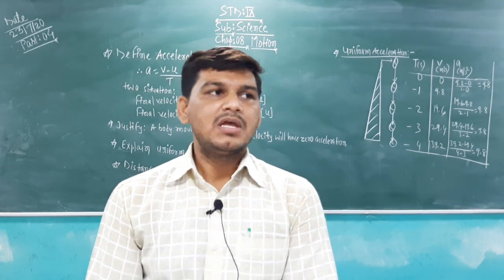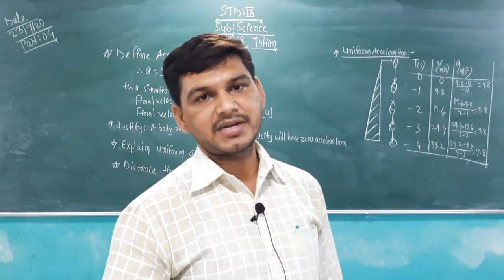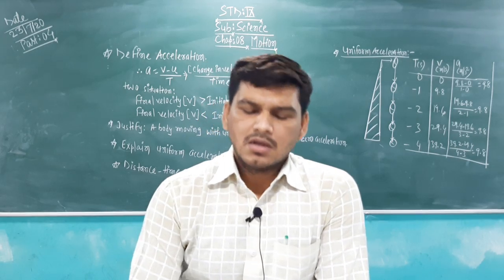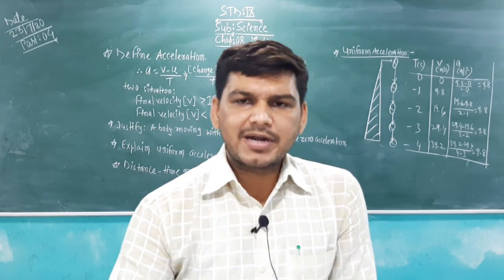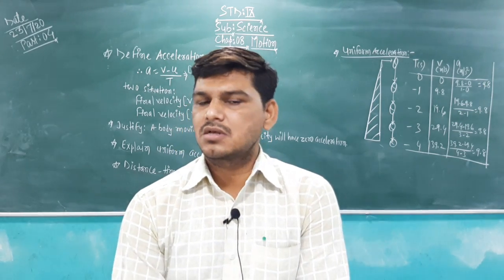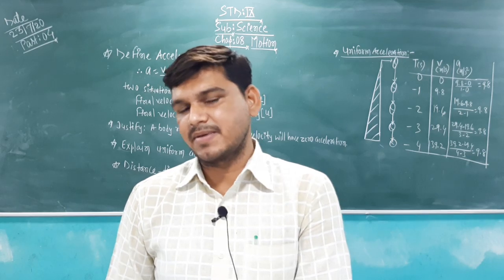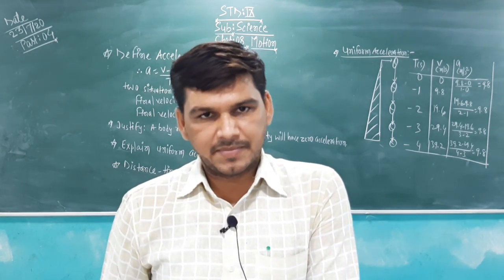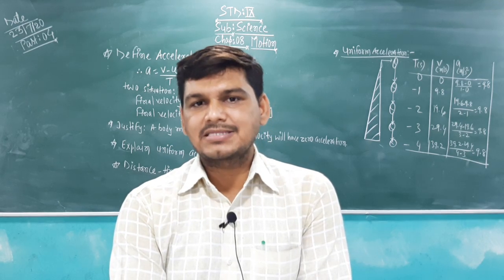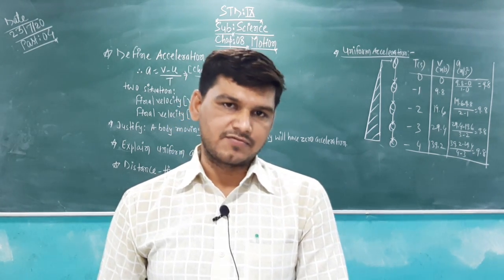Clear? Let's now discuss another topic, the distance upon time graph. So what does the distance upon time graph say? The graph which is plotted using distance against time. Distance is measured in s, and time is measured in t. So when the graph is plotted with distance labeled by s and time labeled by t, it is known as the distance time graph.